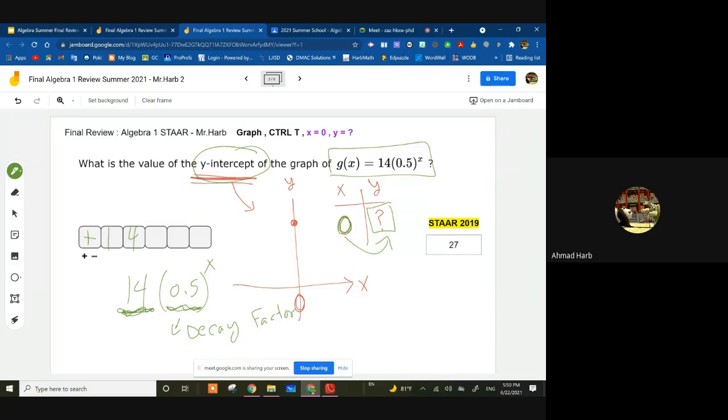Okay, and this is the y-intercept. You don't need to know that because you have the graphing calculator. You graph it and you look for the x equals 0, and the y is the y-intercept.